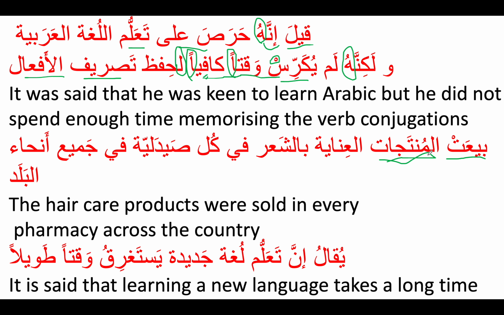Now, you're probably wondering, why is it بيعت? This is because in Arabic, we treat non-human plurals as feminine singular nouns. So even though in English muntajat, products, is a plural, in Arabic it's treated as a feminine singular noun. That's why the verb takes the third person feminine singular ending, the hiya ending, because muntajat is technically a feminine singular noun, even though it's a plural in English. Okay.